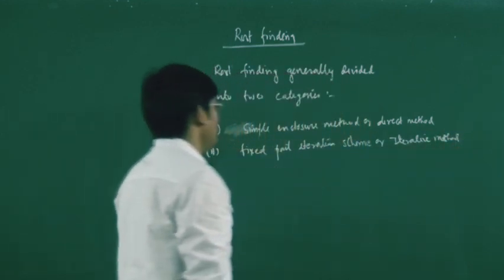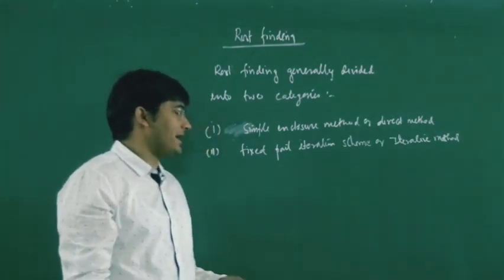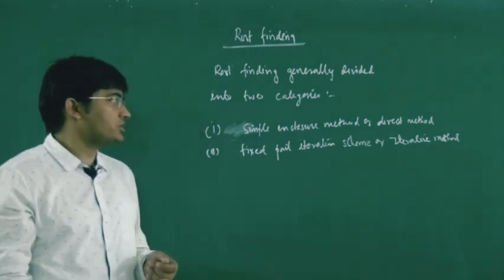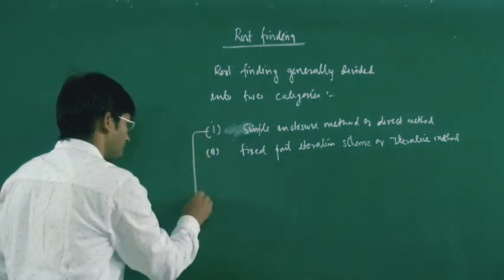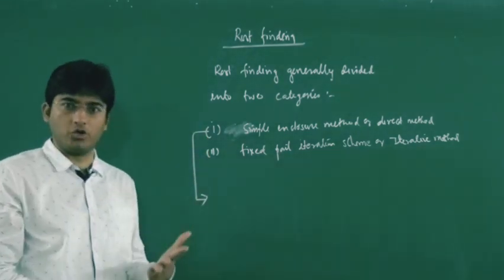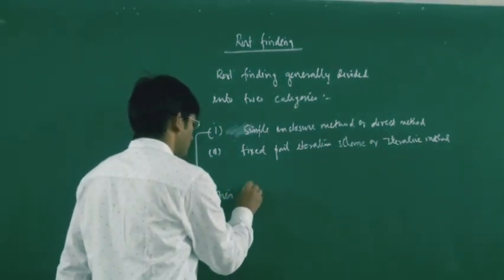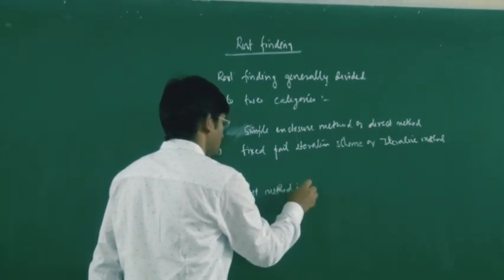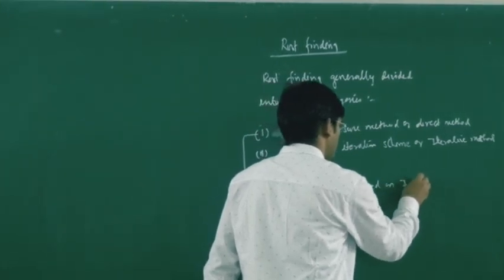So here we have two methods. One is the simple enclosure method, or you can say the direct method, and the second method is the fixed point iteration scheme or iterative method. Now the first method is based on the intermediate value theorem.